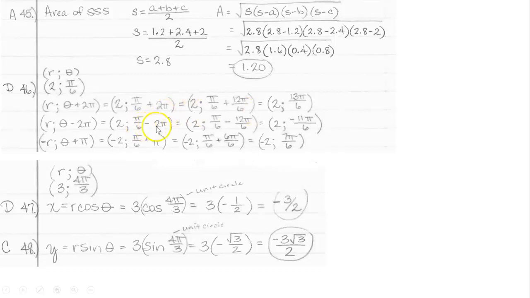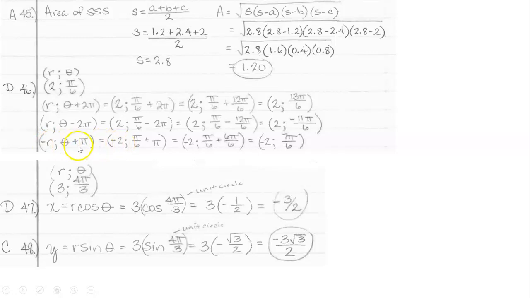So again, all we did was find a coterminal of 1 pi over 6. Same thing here, I'm going to find a coterminal of 1 pi over 6 by subtracting 2 pi. So just a second ago, we added 12 pi over 6. This time we're going to subtract 12 pi over 6. So 1 pi minus 12 pi is going to give us negative 11 pi over 6. All right, then the last one is we change our radius to the opposite of what we had. So we had a positive 2. Let's change it to a negative 2.